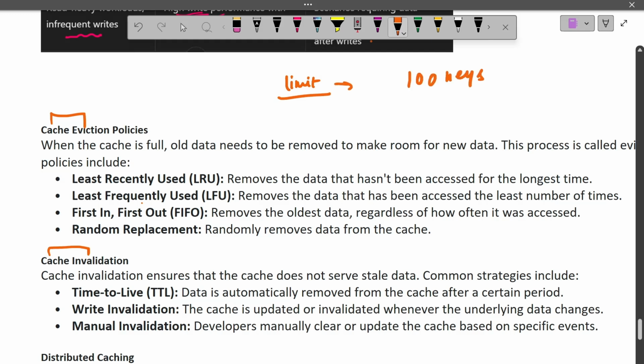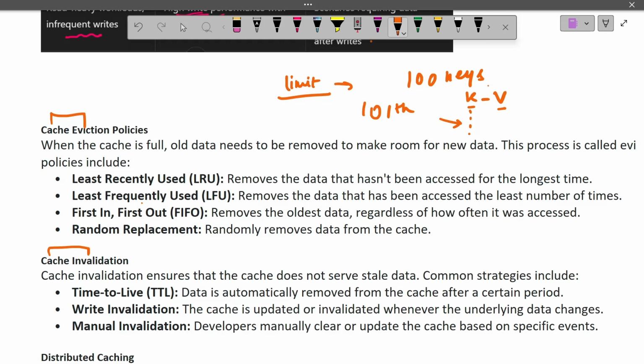It will be of course more than that, but say 100 keys. It's a key value pair, so a key and a value. There can be only 100 keys, and against each key it will store some value. Now the problem is, if I want to store the 101st key, where will I store it? If I have to make space for one more key, I have to remove one key out of it.